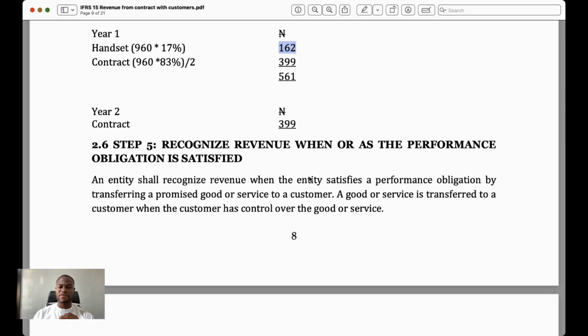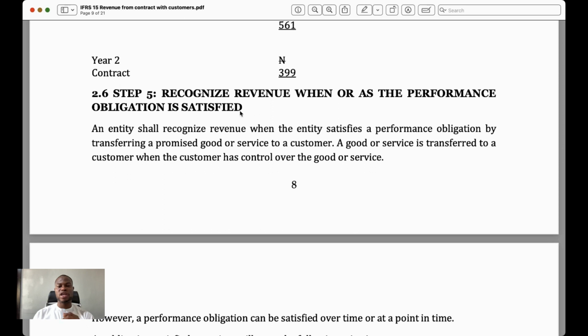Finally, step five. Step five says you recognize revenue when or as the performance obligation is satisfied. So when you have calculated your amount in step four or in step three, depending on whether they are single or multiple performance obligations, then as soon as you have satisfied the obligation, or when you have delivered or transferred the promised goods or services to the customer, then you recognize revenue.